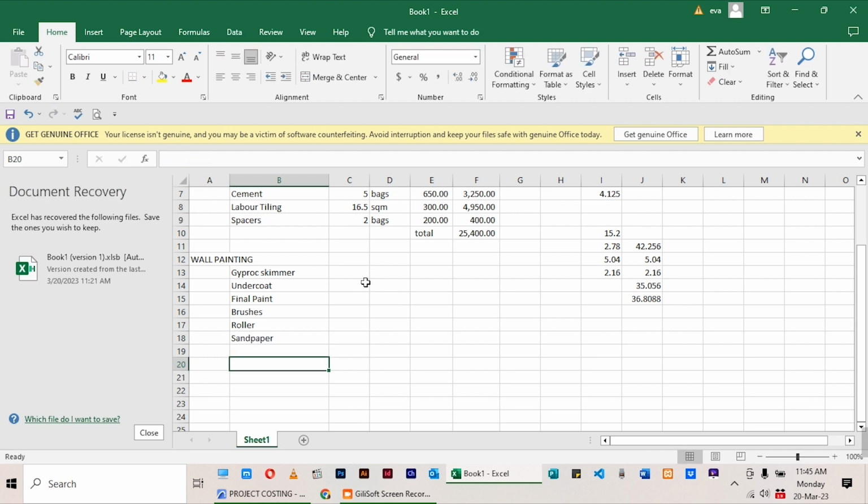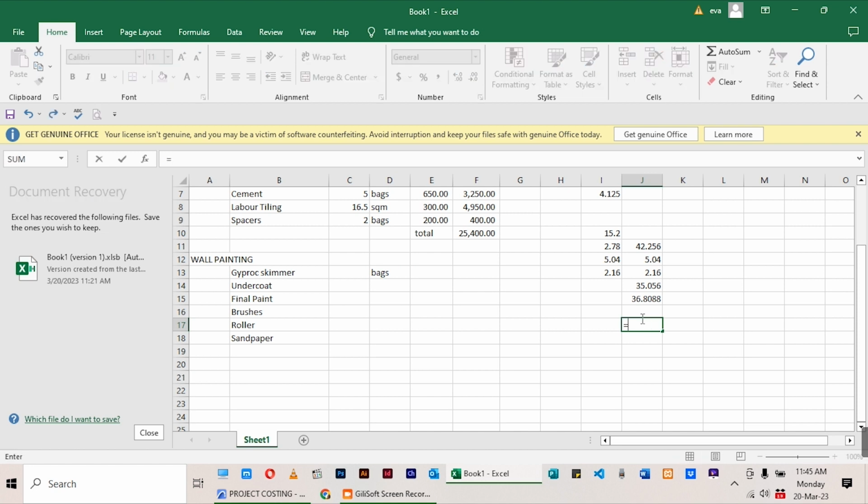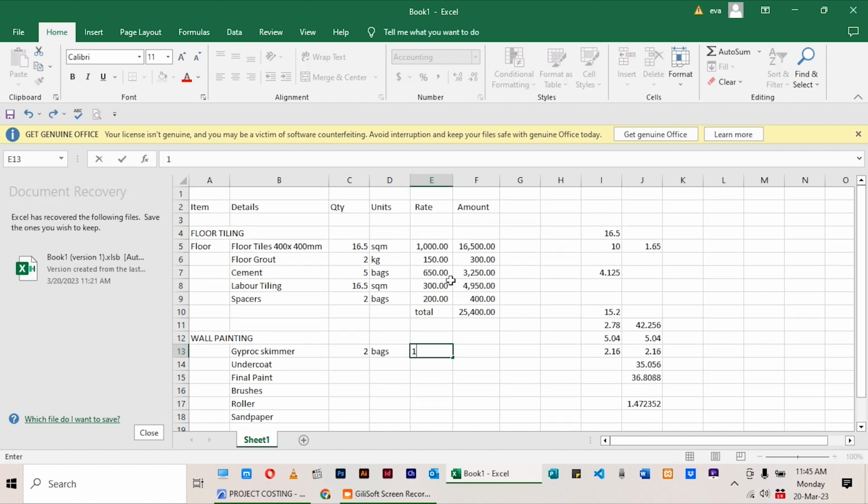Let's do the Gyproc. This will do in terms of bags. 1 bag of Gyproc does skim 25 square meters. Come here, divide the square meters, divide by 25. That tells you you need 2 bags. So write 2 bags. The price currently in Kenya is 1800. Multiply this.